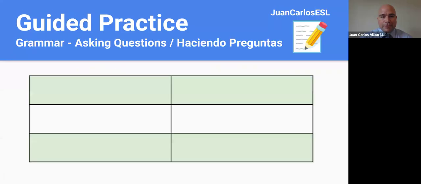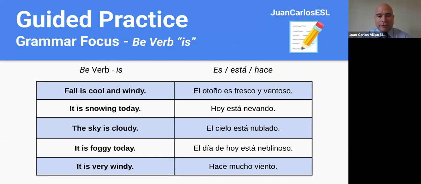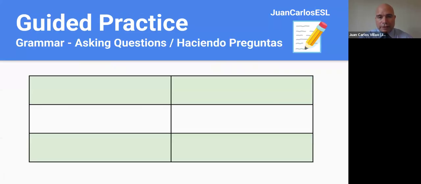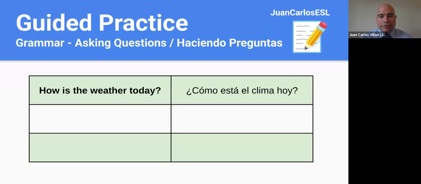Okay. And then here, so that is examples of sentences. Estos son ejemplos de oraciones. Ahora vamos a ver ejemplos de preguntas. Now we're going to see examples of questions using vocabulary words and using the verb is. So, how is the weather today? ¿Cómo está el clima hoy? How is the weather today?